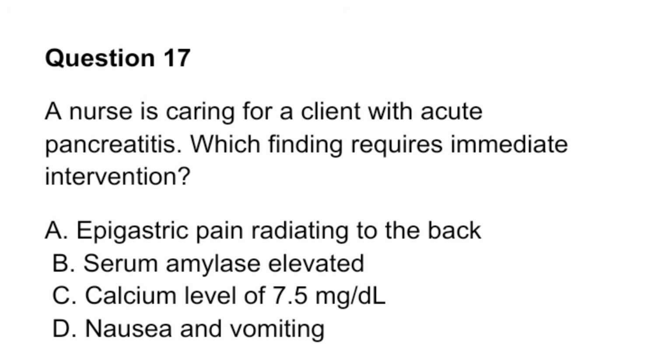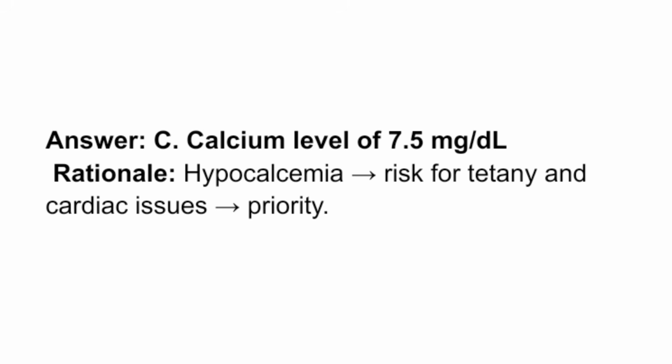Question 17. A nurse is caring for a client with acute pancreatitis. Which finding requires immediate intervention? A. Epigastric pain radiating to the back. B. Serum amylase elevated. C. Calcium level of 7.5 milligrams per deciliter. D. Nausea and vomiting. Answer: C. Calcium level of 7.5 milligrams per deciliter. Rationale: hypocalcemia, risk for tetany and cardiac issues, priority.